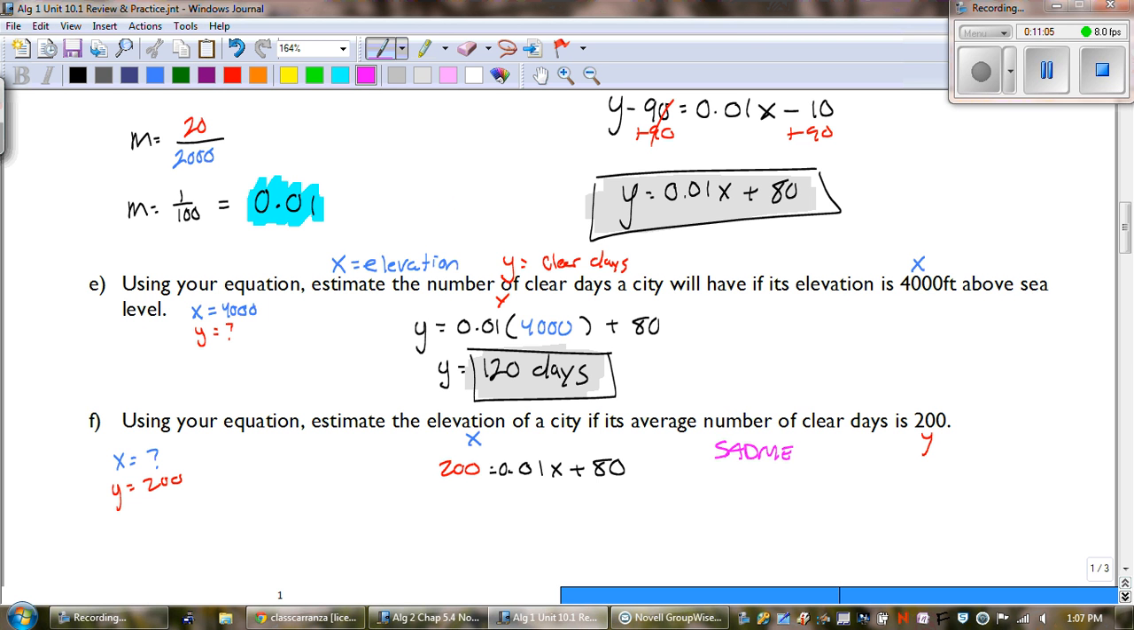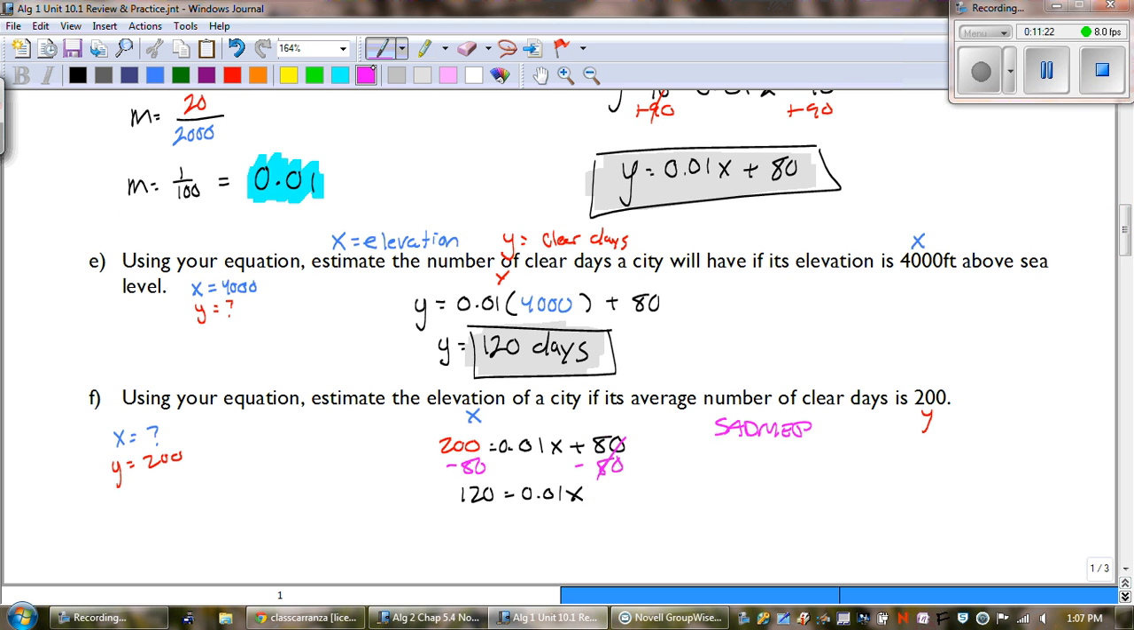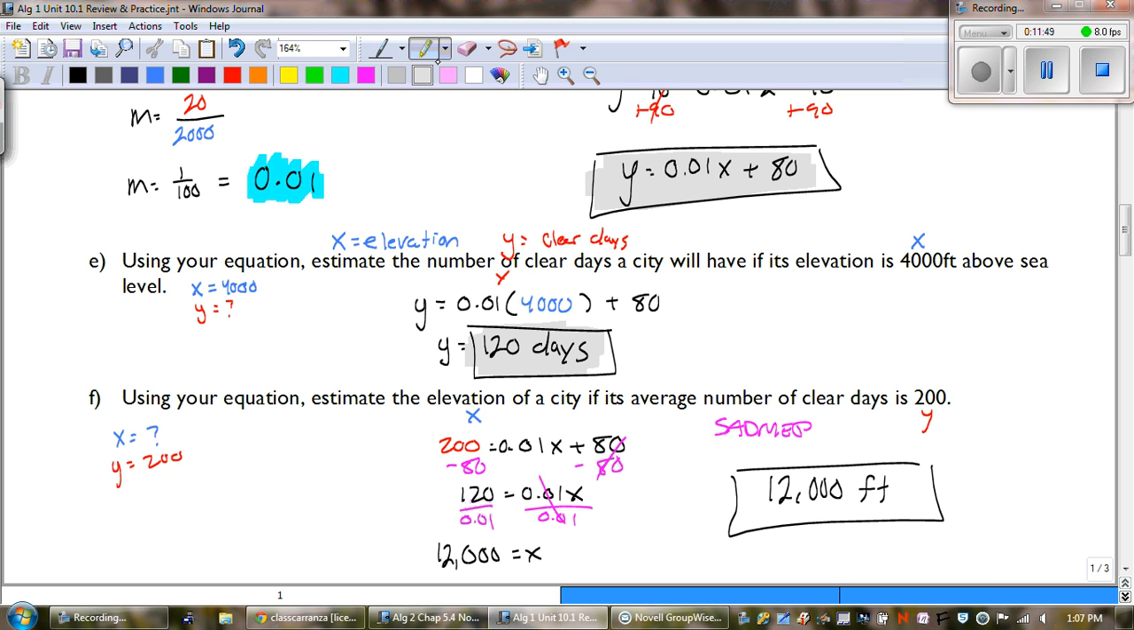And the way that we solve this is by using SADMET. Okay, so cancel out the addition first. And we get 120 equals 0.01x. And to get the x all by itself, we have to divide, and we're going to divide by 0.01. Okay? And then what'd you get? We got 12,000. Okay? So our answer would be 12,000 feet. And if you wanted to be really, really fancy, you could say 12,000 feet above sea level. Okay, but 12,000 feet is fine.